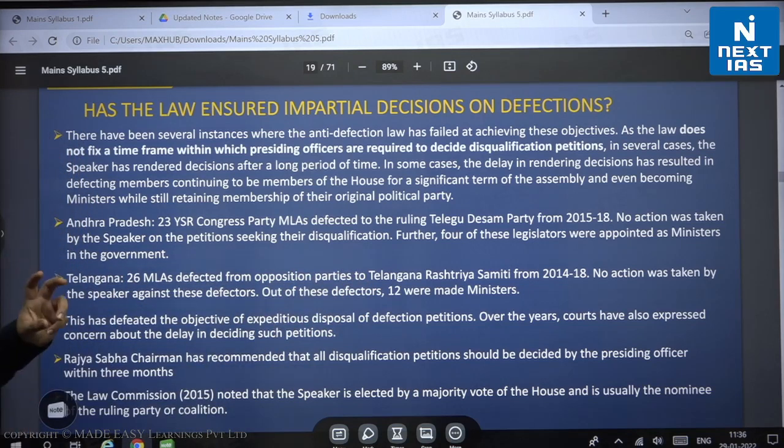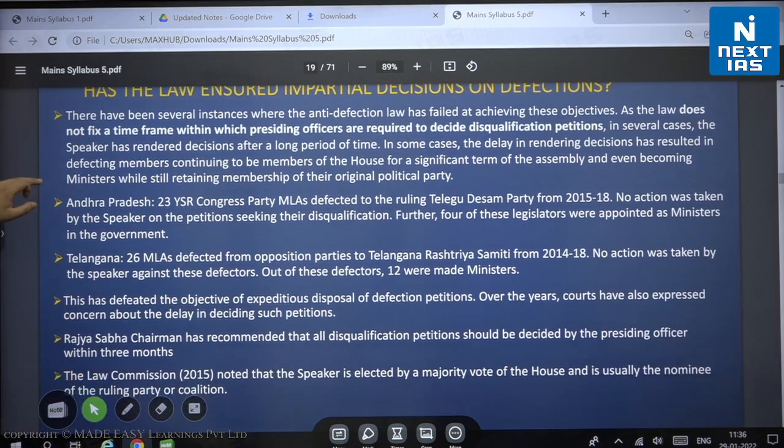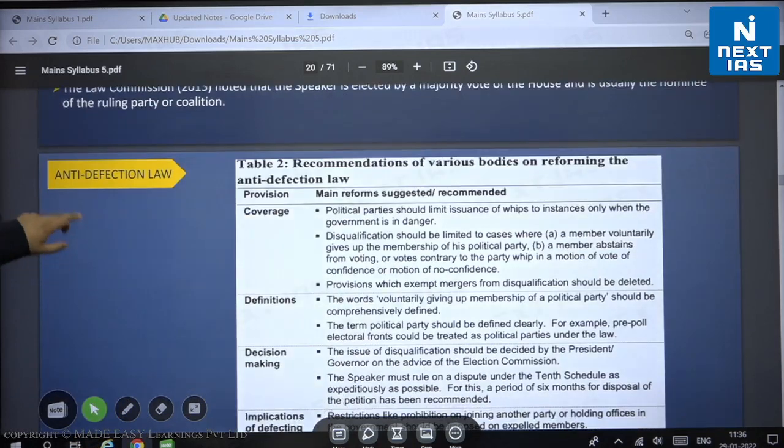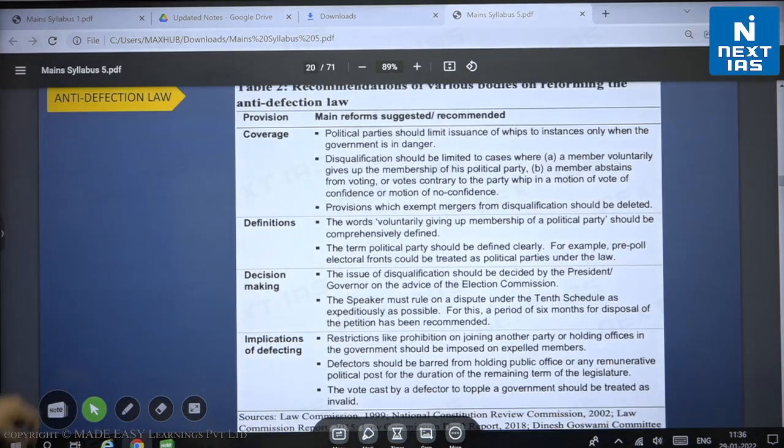So you have really defeated the purpose of anti-defection law. And that is why Rajya Sabha chairman had also recommended that 3 महीने में decide करो. Law Commission ने भी बोला कि भाई स्पीकर तो majority vote का person है and will always be biased to the government. He should not be the person deciding it, right? So that is why there are some issues. Now अब हम क्या क्या कर सकते हैं? See, what all can we do?